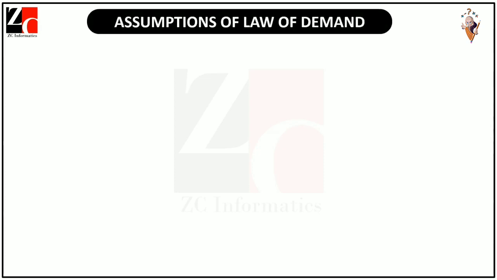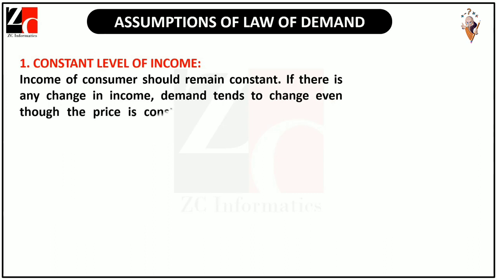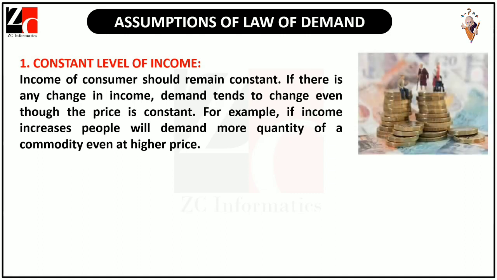Assumptions of the law of demand. Constant level of income. The income of the consumer should remain constant. If there is any change in income, demand tends to change, even though the price is constant. For example, if income increases, people will demand more quantity of a commodity even at a higher price. For the law of demand to operate, consumers' income should remain constant. If there is a rise in income, people may demand more at a given price.